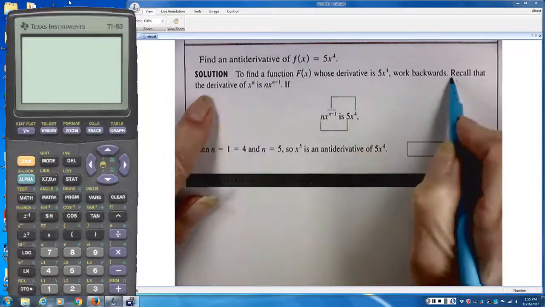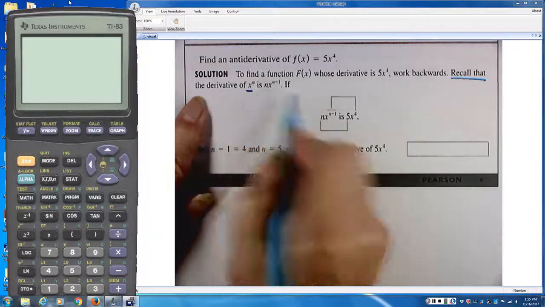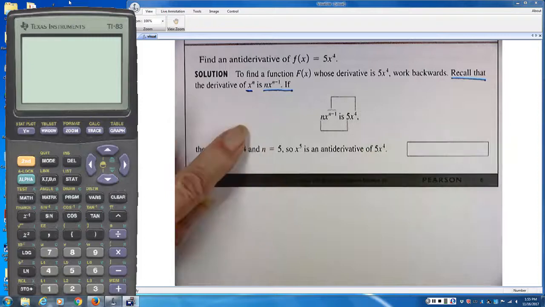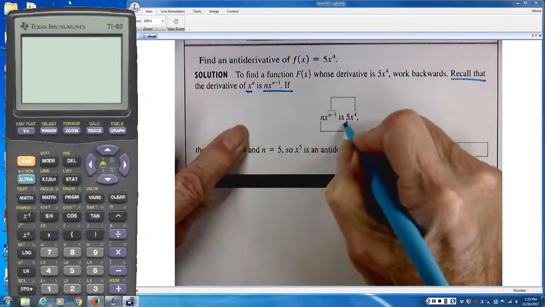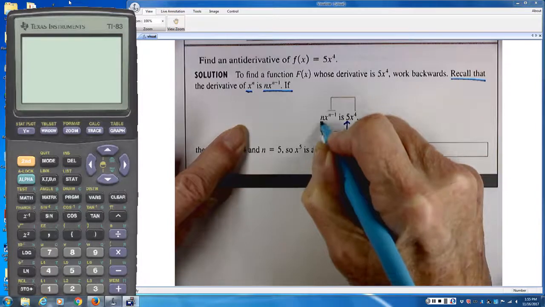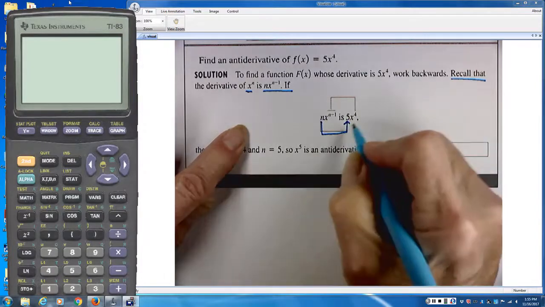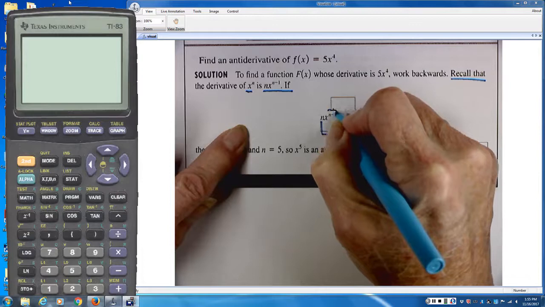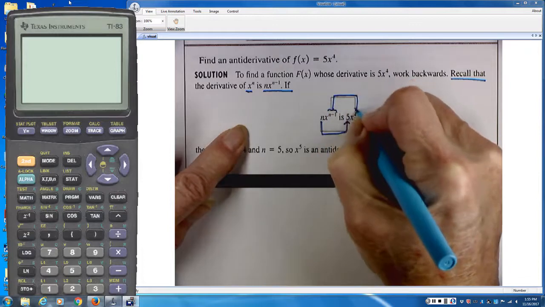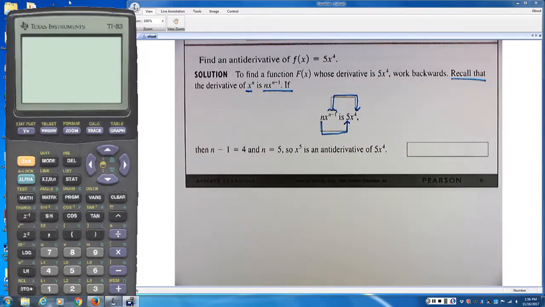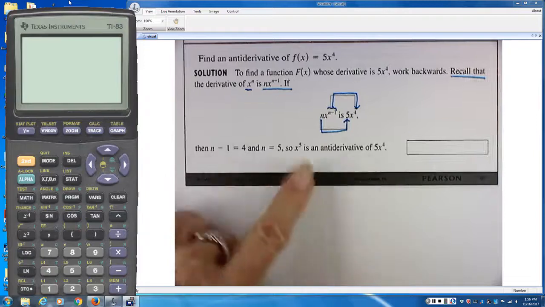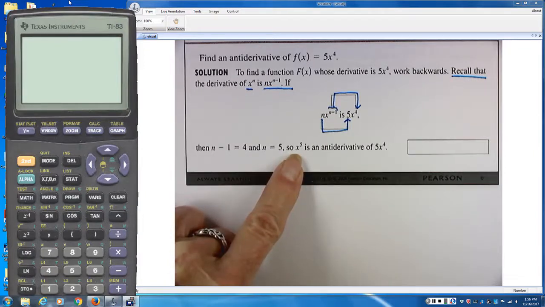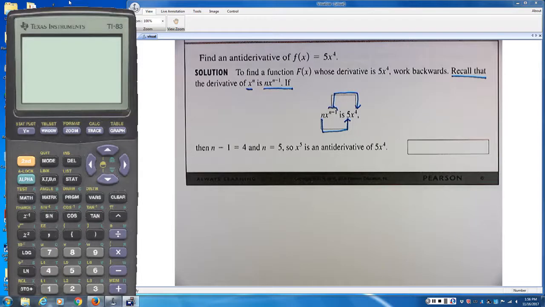Basically, you're remembering that our power rule said that you use n times x to the n minus 1. That means n must have been the 5. And then that means if 5 is n, then n minus 1 is what gave us the 4. So that shows us that x to the 5th is the antiderivative. Now I'm going to jump ahead just a little bit with this and give you an idea.